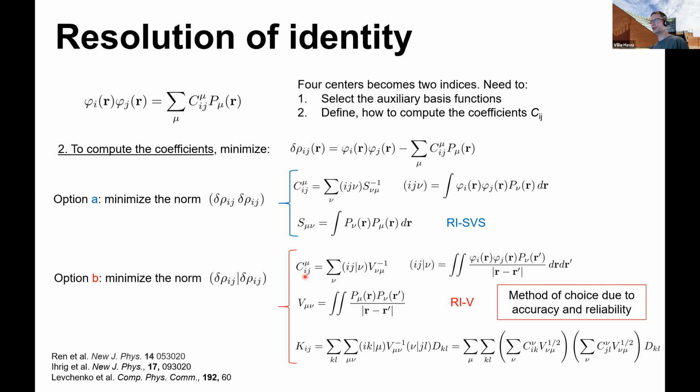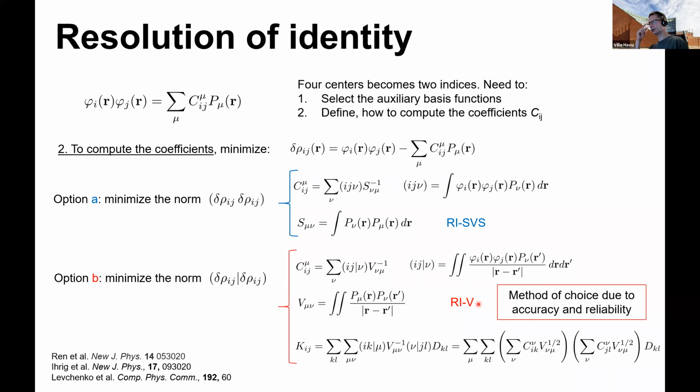On the other hand, if you use the Coulomb metric, you end up with an expression like this, where the inner product is the Coulomb inner product, and then here you have the Coulomb matrix, or the inverse of that, which is again defined as in the previous slide. This is what you call the RI-V, and this is actually the method of choice that is employed, I think, more or less universally, because it's more accurate, it also turns out to be very reliable, and you can make it efficient.